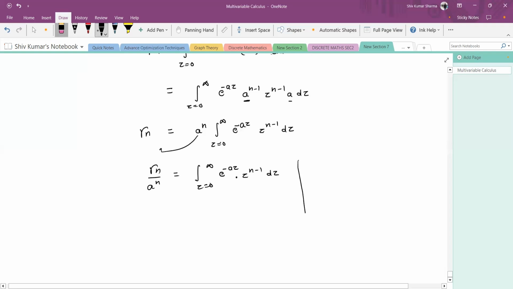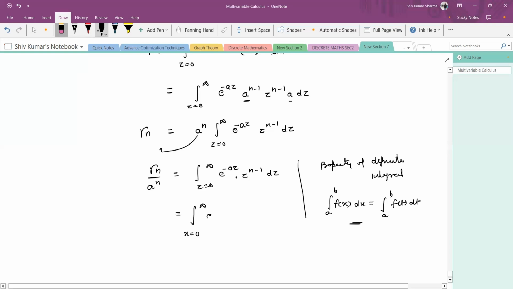Okay, so now we know the properties of definite integrals. The property of a definite integral says that when we have the function f(x) dx from limit a to b, it can be written as the integral from a to b of f(t) dt. So we apply the limit, that means we apply this property here. We write this in the form of x: the integral from x equal to 0 to infinity of e raised to the power minus ax and x raised to the power n minus 1 into dx. So this is our proof.